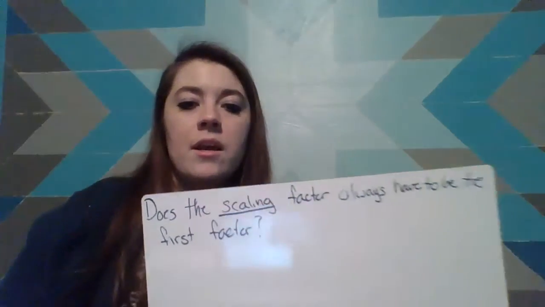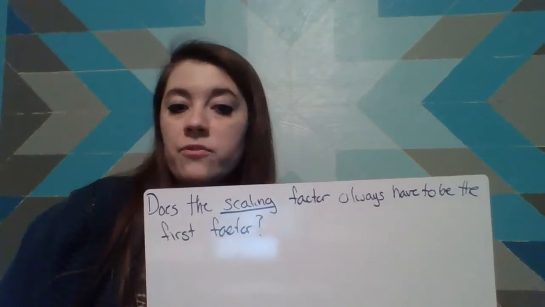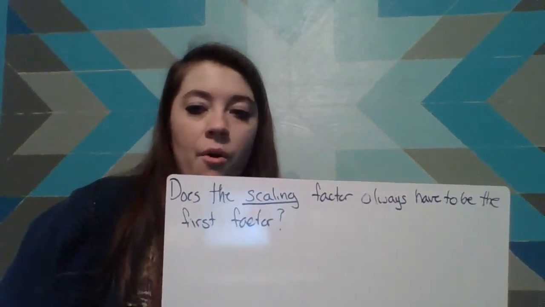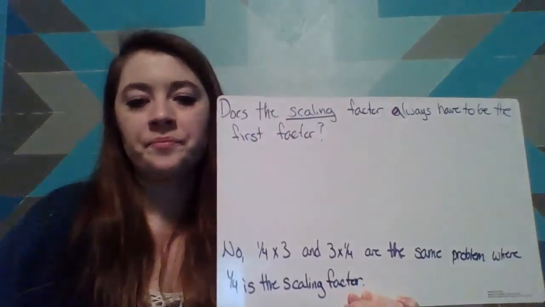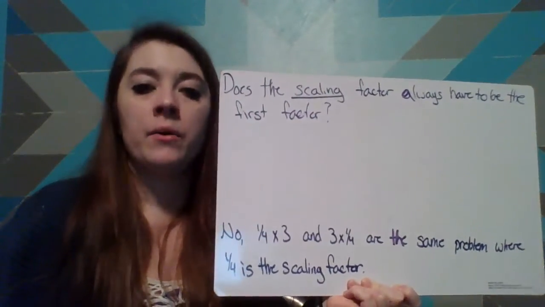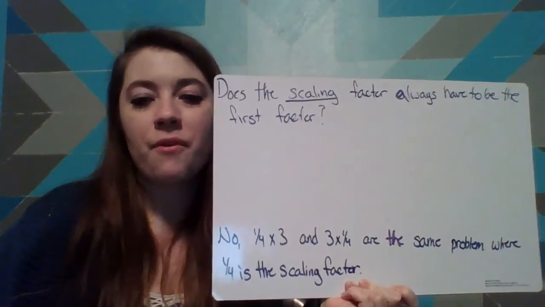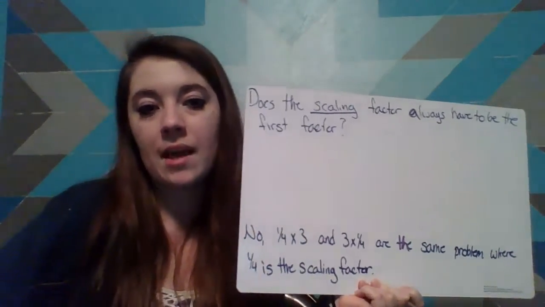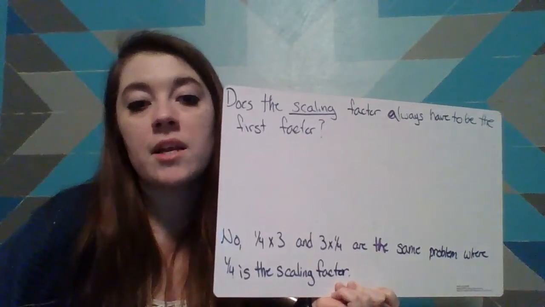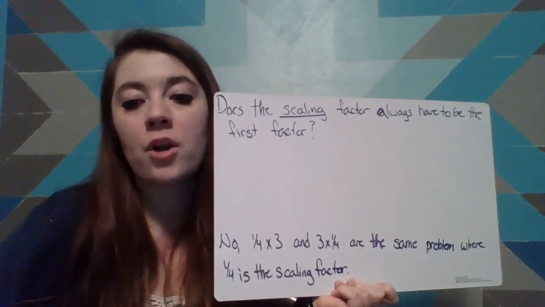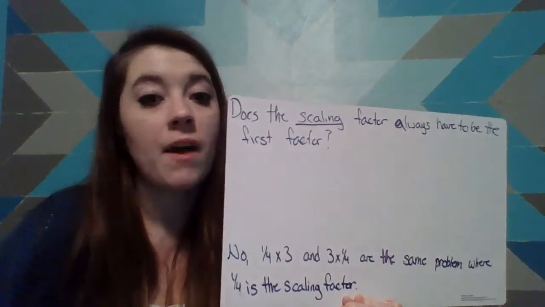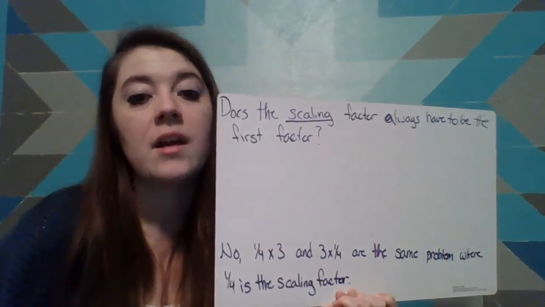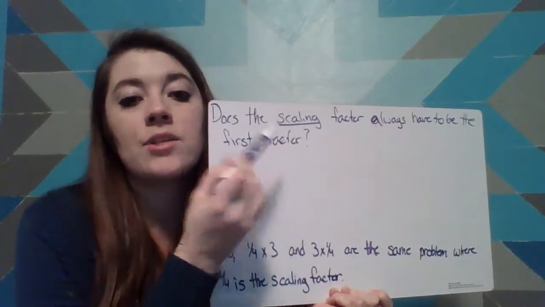And our last question. So, does the scaling factor always have to be the first factor? No, it does not. Looks like my "always" got a little erased. Sorry. No. 1/4 times 3. Oh, excuse me. 1/4 times 3 and 3 times 1/4 are the same problem, where 1/4 is the scaling factor. So like I was saying, multiplication is commutative, which means it doesn't matter what order you multiply in. It's going to get you the same answer either way. So the scaling factor does not necessarily have to be the first factor. Note, scaling is underlined. Scaling is your key word to submit on Canvas.